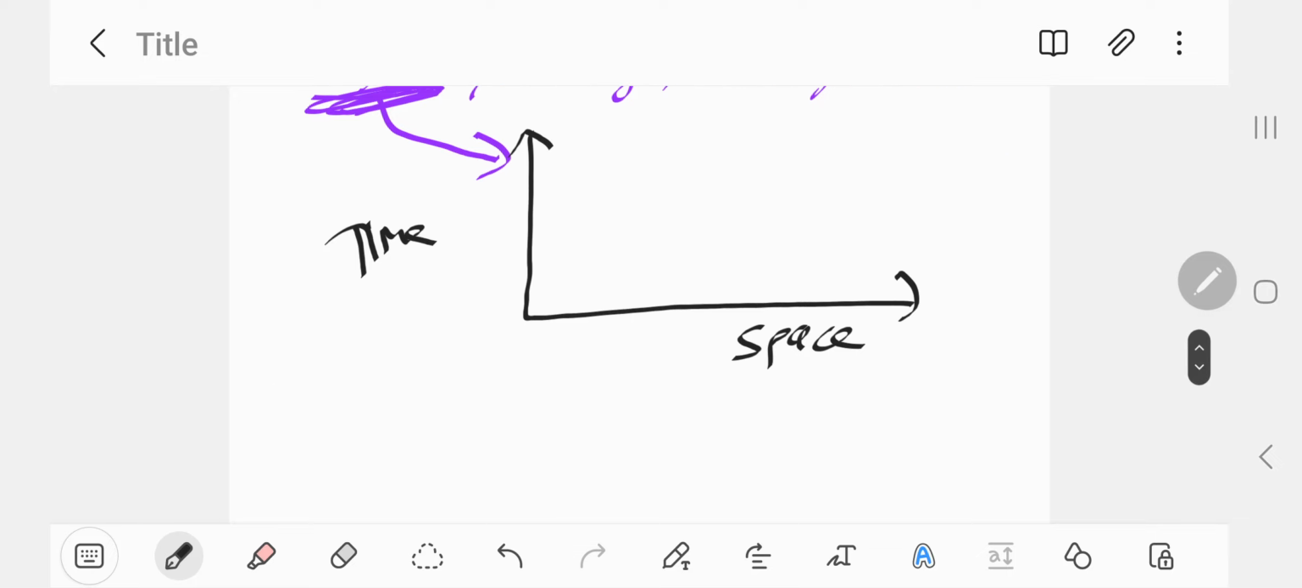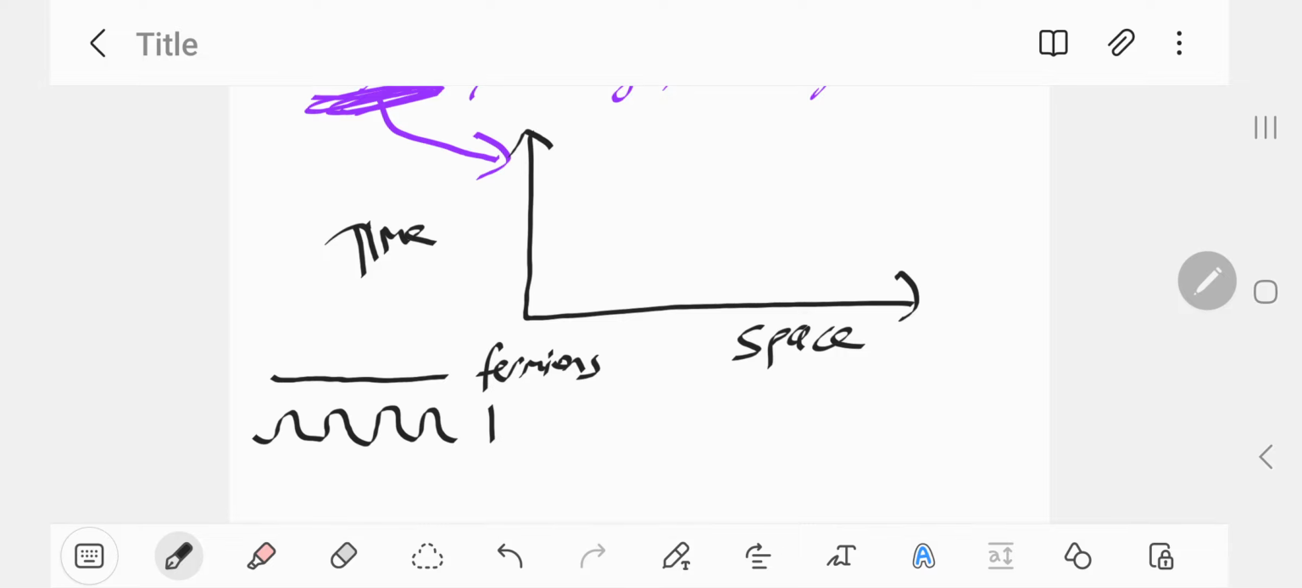Fermions are represented by a straight line, so for example, an electron. Bosons are typically represented by wavy lines, by curves. And because the Higgs is such a special particle, the Higgs boson, the particle which gives mass to all the other fundamental particles in the universe, it's represented by a dashed line.